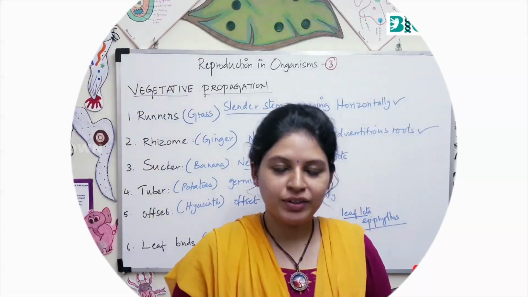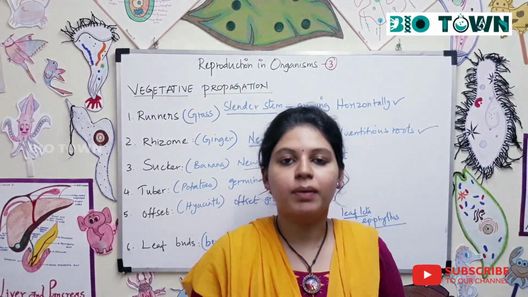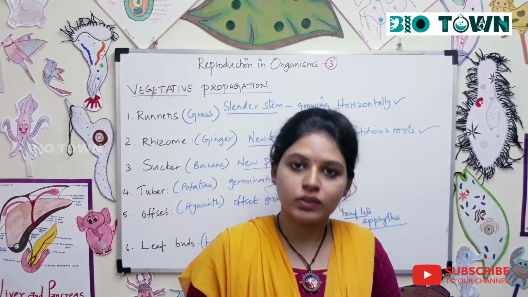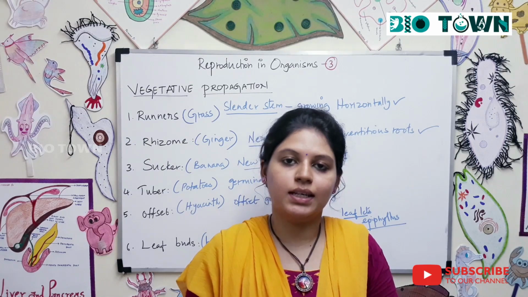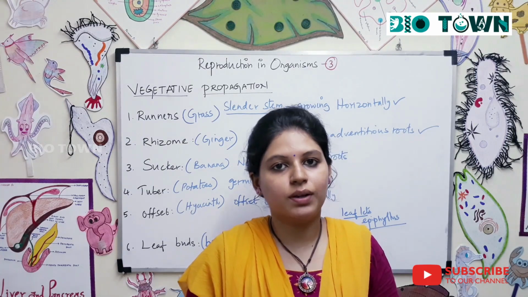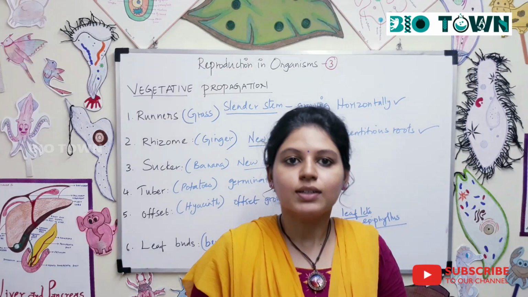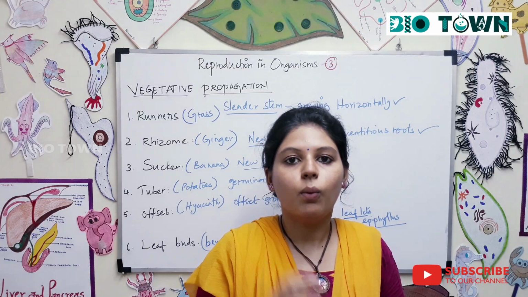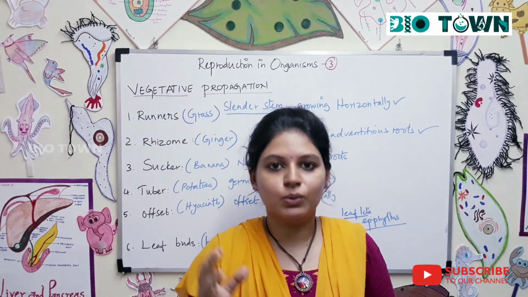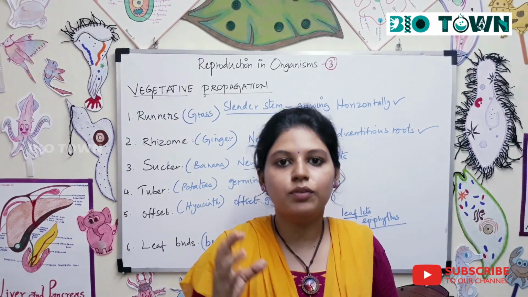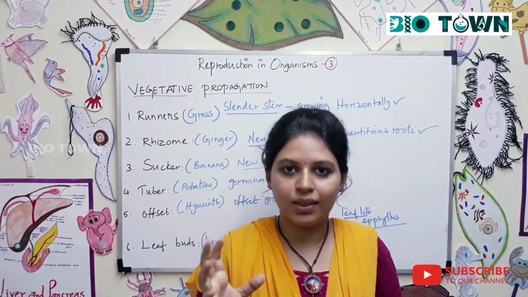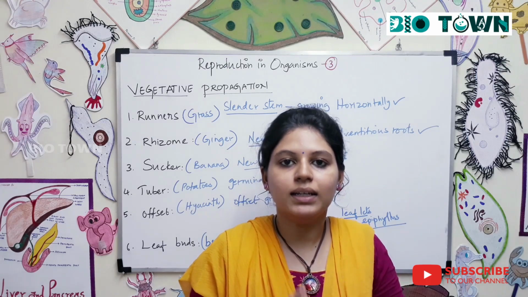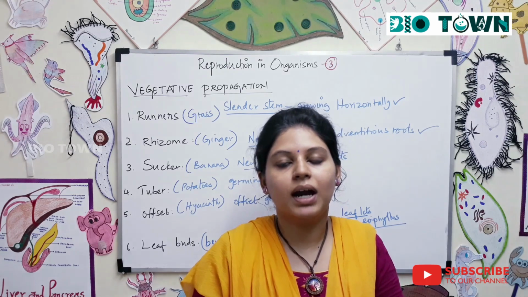Thank you. Hello friends, in the last class we spoke about the different means of asexual reproduction in animals, and in today's class we'll deal with the means of asexual reproduction in plants. So when plants reproduce asexually, you call it vegetative propagation, which means they do not involve the ovary and the anther.